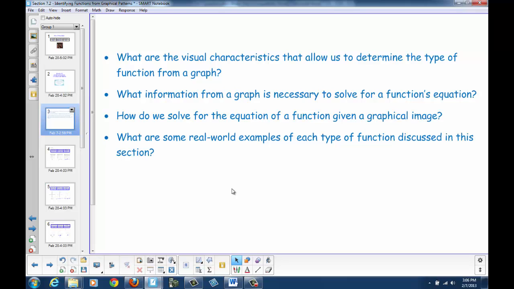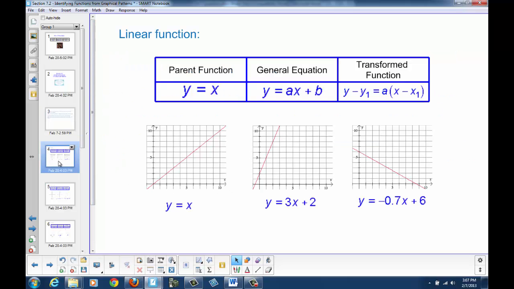To answer the first question, let's take a look at what the basic graph for each type of function looks like, and then how that graph can be transformed, and what the equations would look like once the equation is transformed. Let's start with the most obvious, the linear function.